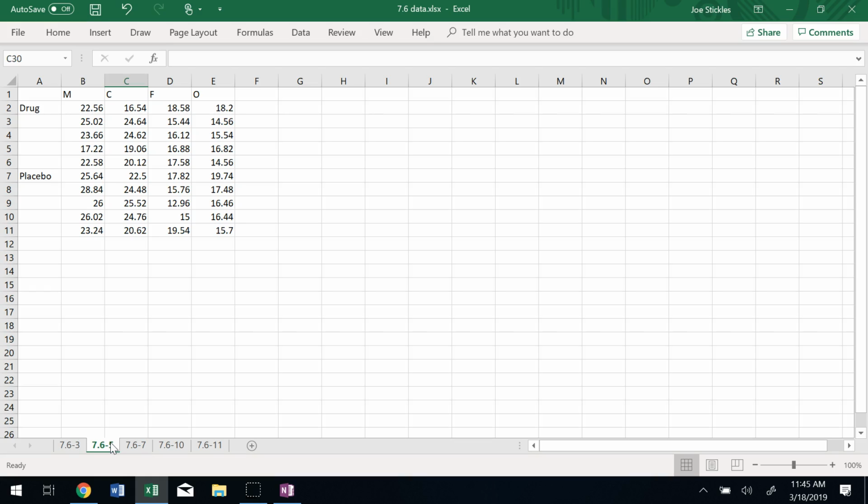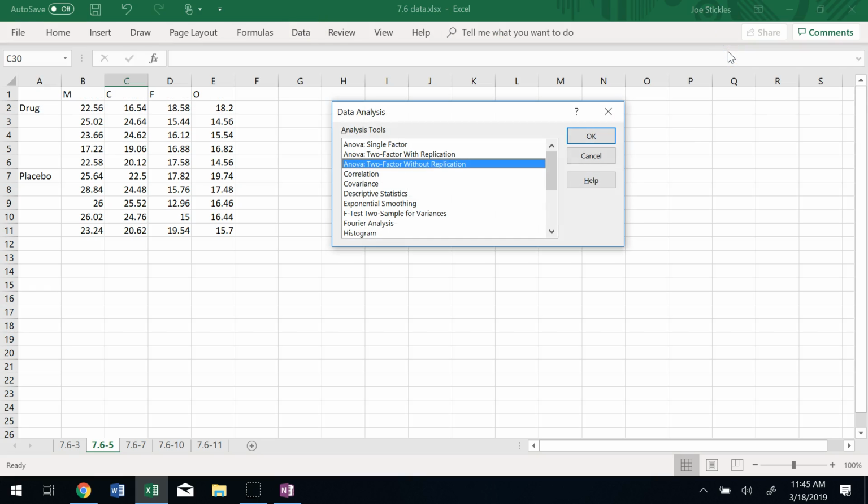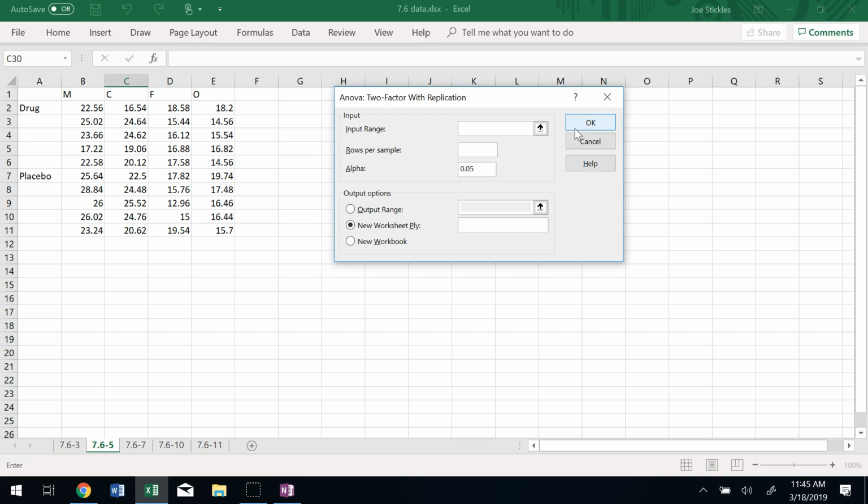Okay. We're going to do all of that with an ANOVA, but we're going to do it with replication in this case instead of without replication. So going into the data analysis again. In this case, I want with replication. All right, this one, I have the labels typed in. When you're doing the ANOVA without replication, you don't want the labels. When you do the ANOVA with replication, you do want the labels.